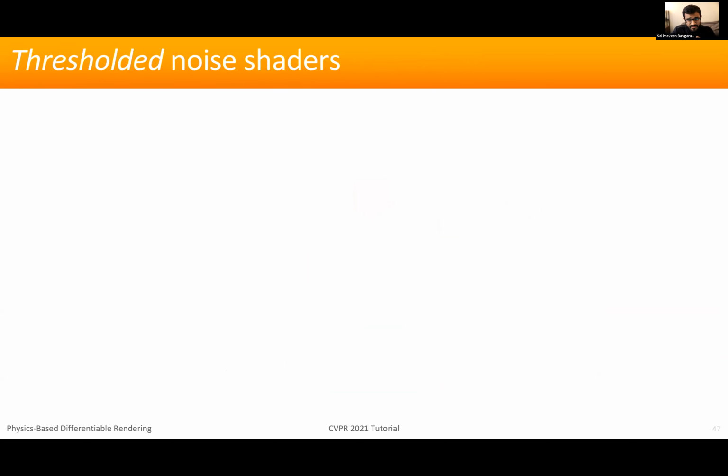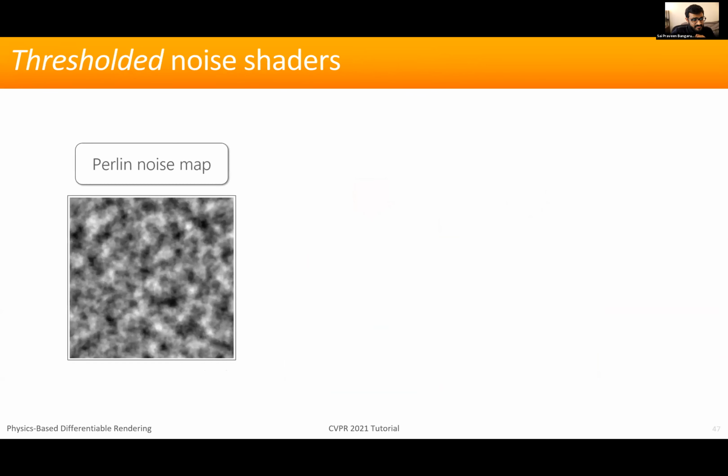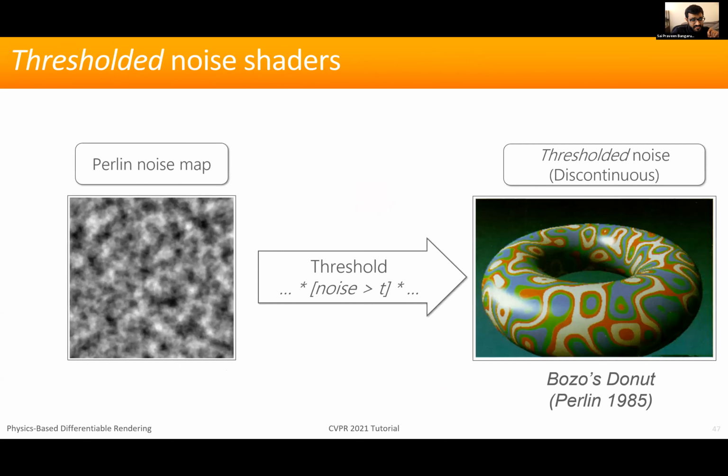We now look at another application in noise-based shaders, which contain more complicated discontinuities. So the original Perlin noise paper proposed thresholding noise shaders as a way to design really interesting patterns. But since then, the method has seen widespread use in procedural modeling, which means differentiating this can enable exciting inverse design problems, as well as enable it to be slotted into existing differentiable renderers.